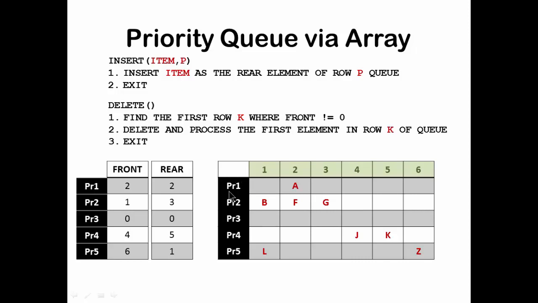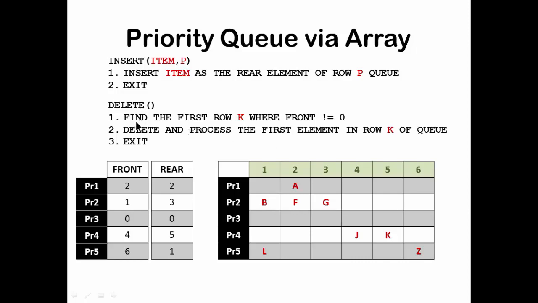For deletion, you have to start from the first row. You have to find if the first row or the highest priority row is not vacant. Then in that case, you have to dequeue the elements of that queue. If suppose row 1 was empty, then you move on to row 2 and you dequeue or remove one of the elements. If there are 4 consecutive dequeues, for example, the first element that gets out is A, the second element that gets out is B, the third element is F, and the fourth element is G, and so on and so forth.